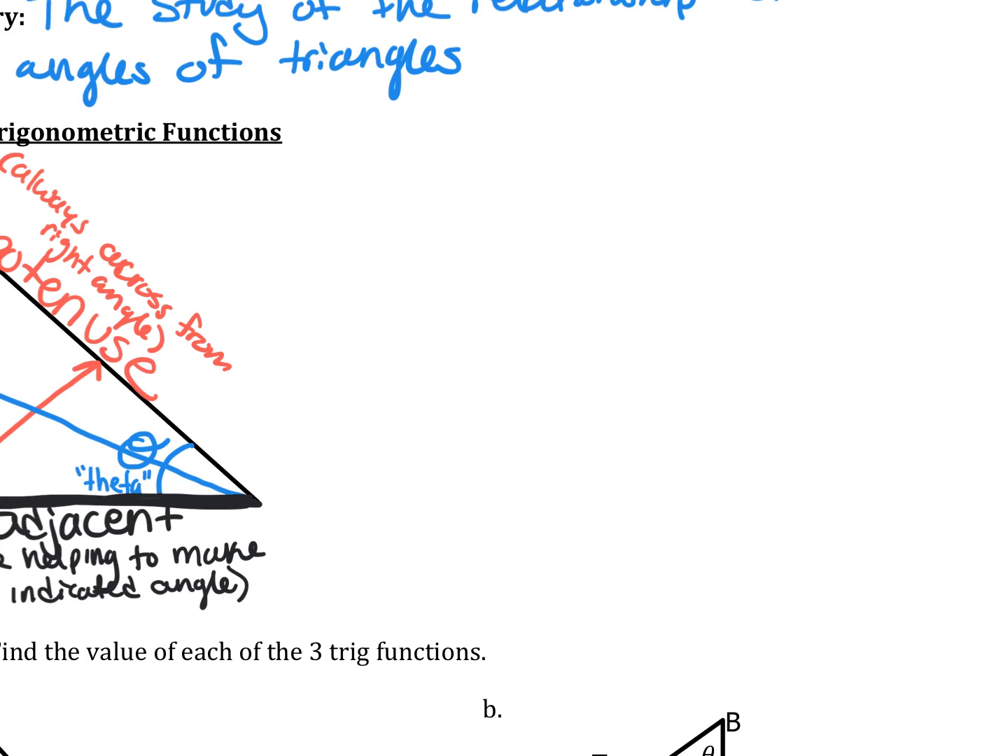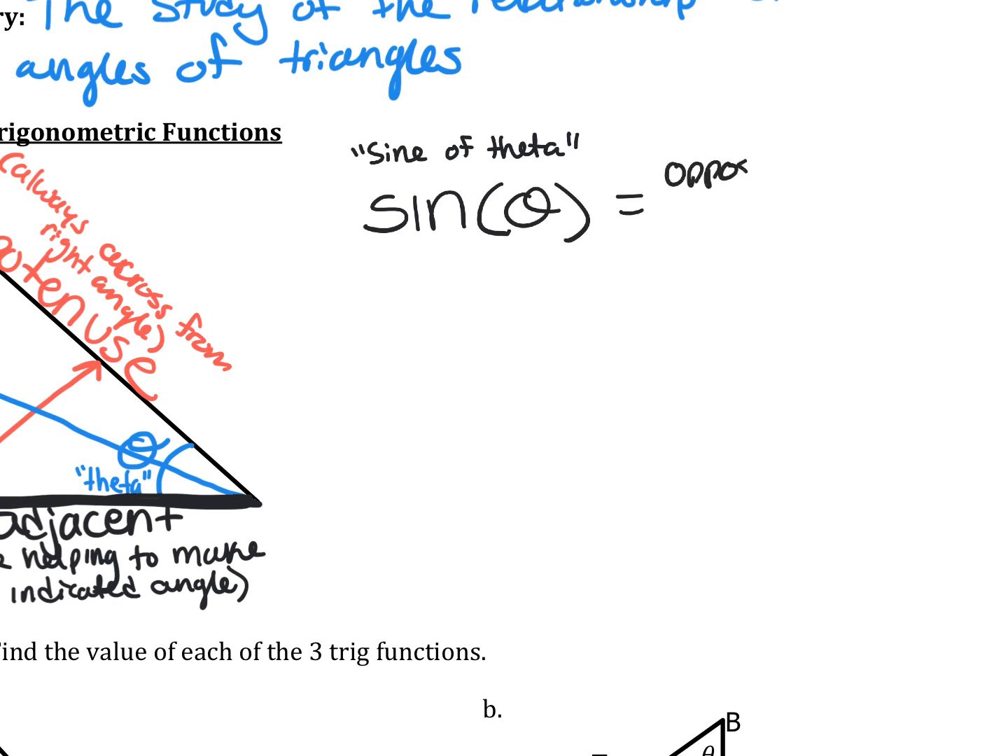So the first one is called sine. So this is sine, S-I-N-E, of theta. This is not sin of theta, it's sine of theta. And the ratio is the opposite side over the hypotenuse.